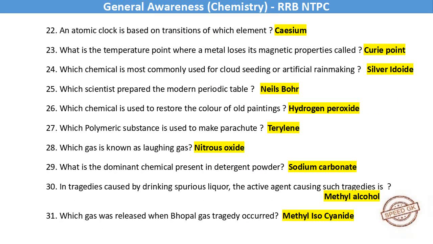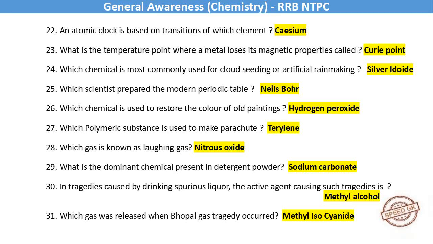An atomic clock is based on transitions of which element? Cesium. What is the temperature point where a metal loses its magnetic properties called? Curie point. Which chemical is most commonly used for cloud seeding or artificial rainmaking? Silver iodide. Which scientist prepared the modern periodic table? Niels Bohr. Which chemical is used to restore the color of old paintings? Hydrogen peroxide. Which polymeric substance is used to make parachute?